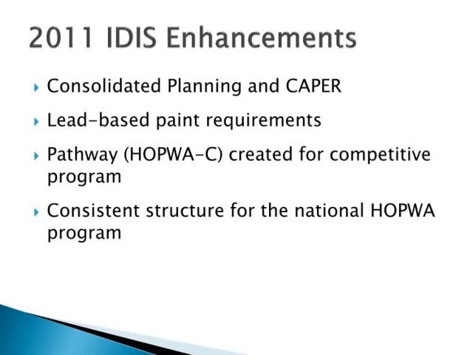The enhancements also created another program pathway in IDIS called HOPWA-C. You have probably already noticed the new HOPWA-C pathway. This pathway will allow HOPWA competitive grantees to transition into IDIS. Formula grantees should continue to use the HOPWA pathway to enter in projects and activities and should not enter any projects or activities in the HOPWA-C pathway.